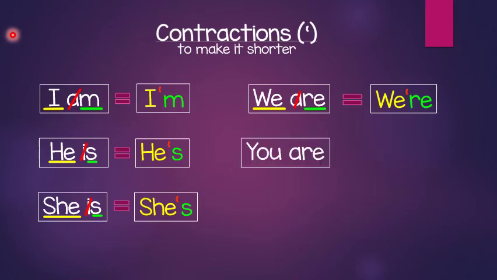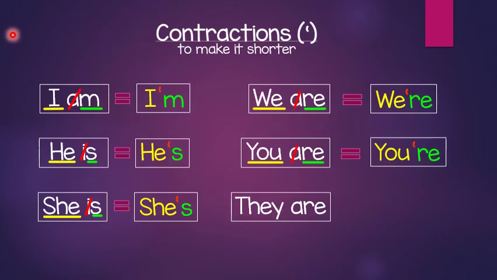Next, you are. 2 words also. We are going to turn it into 1 word. So we take the first word, you, and then we put the apostrophe. And the second word, we get rid of the A, we take the RE, and it becomes you're. You are, you're.